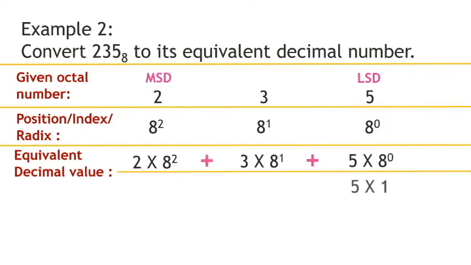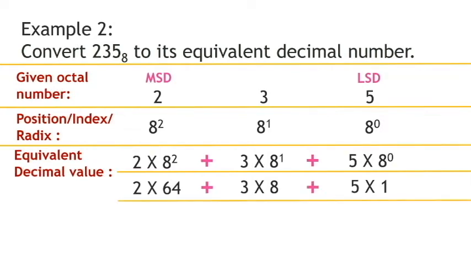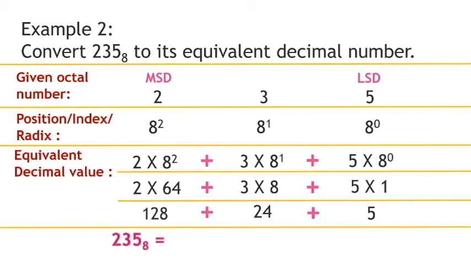So let's calculate. 8 raised to 0 is 1, so 5 into 1. 8 raised to 1 is 8. 8 raised to 2 is 64. 5 into 1 is 5, 3 into 8 is 24, 64 into 2 is 128. So the given number 235 is equal to 128 plus 24 plus 5, which is 157 in decimal. Quite simple. Let's take one more example.